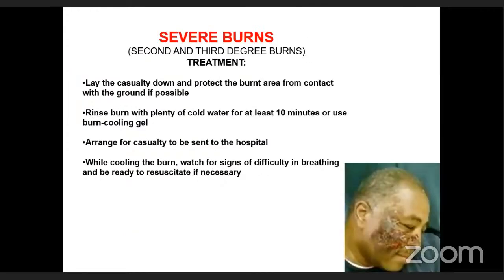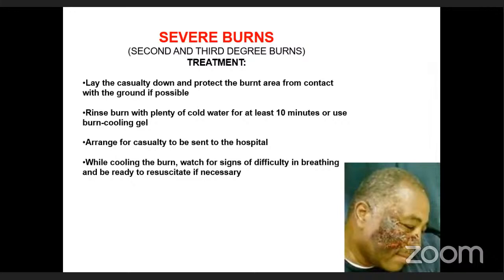Okay, then we have second and third degree burns. How do we treat someone suffering from this? We need to lay the casualty down and protect the burnt area from touching the ground if possible. Then we need to rinse the burn with plenty of cold water for at least 10 minutes or use burn cooling gel. There is burn cooling gel, all right?